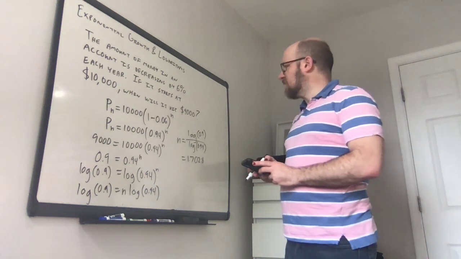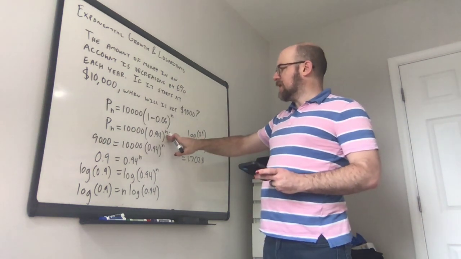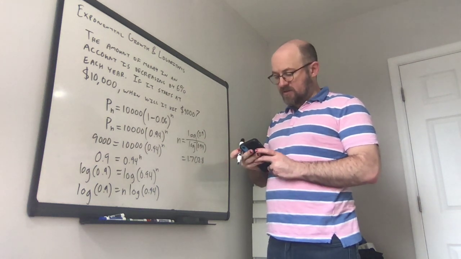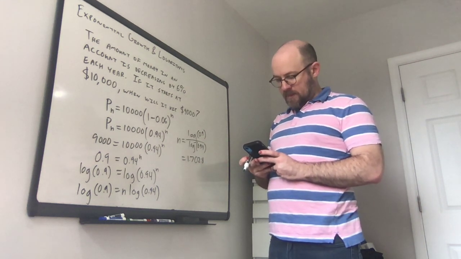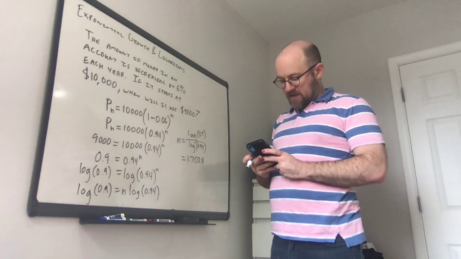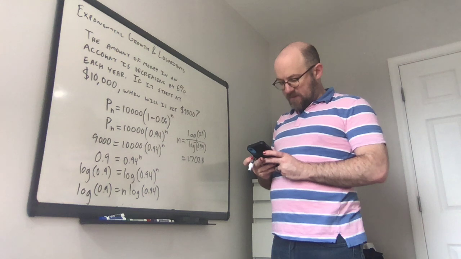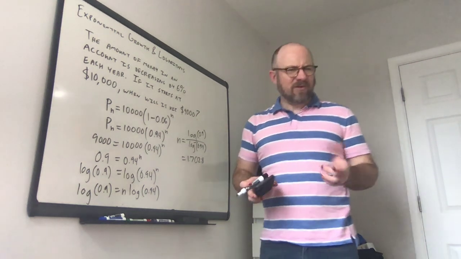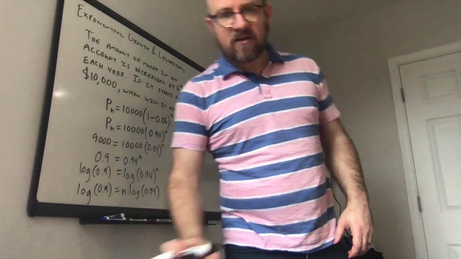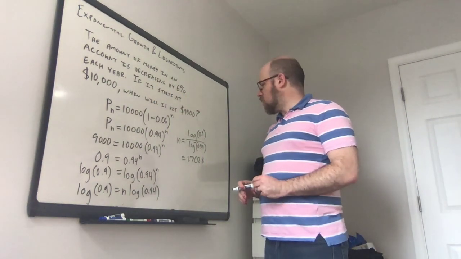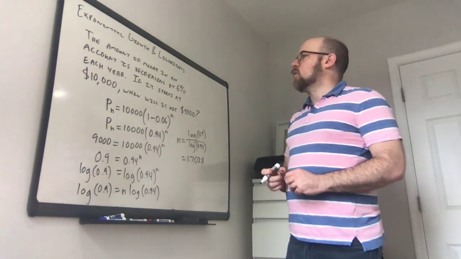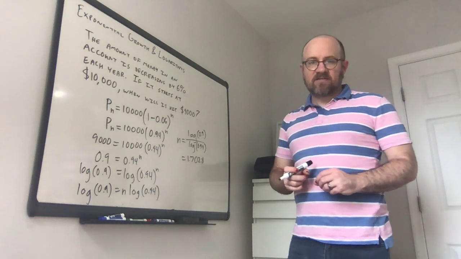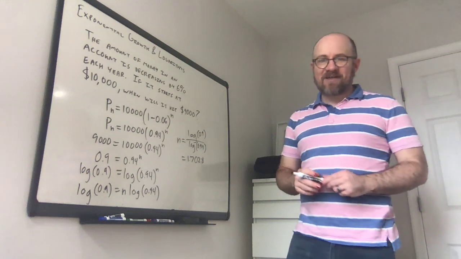Okay, so 1.70. Again, like I said, we can always plug it in here. We can say, what's 10,000 times 0.94 to the 1.7? And we get 9,001 and 55 cents. So it is right, even though it seemed a little low for me for some reason. Okay? So after 1.7 years, we would have $9,000 left in the account. Okay? So that's how you can solve these problems using logarithms with an exponential problem.